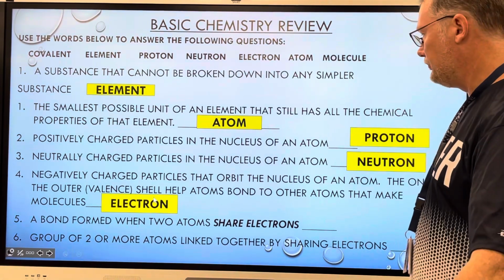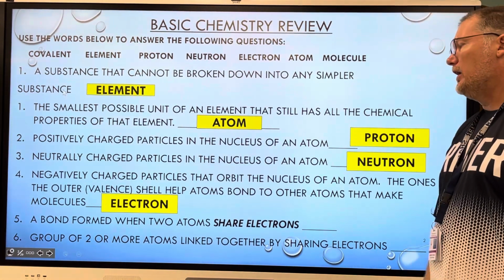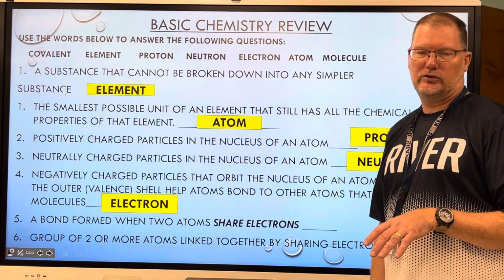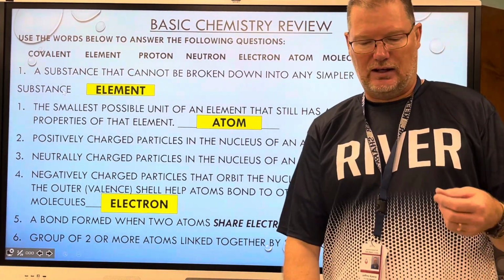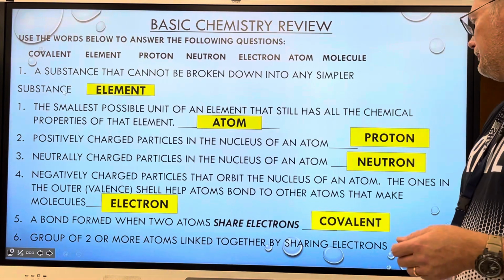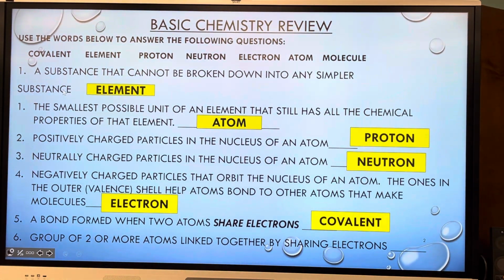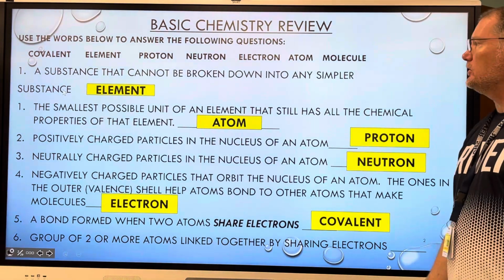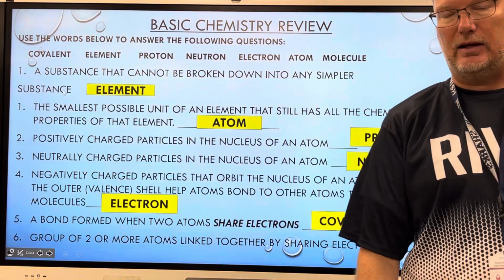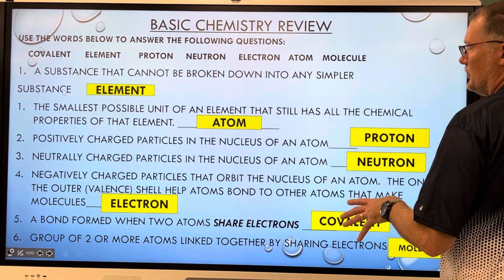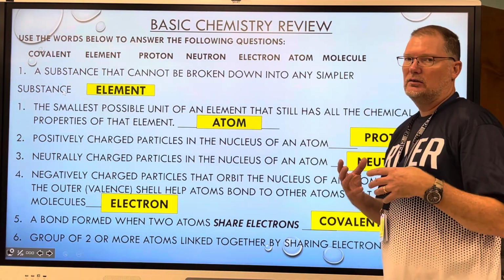Electrons, and a bond formed when two atoms share electrons. Sharing electrons is covalent, and two or more atoms linked together by sharing electrons is the last one, and that would be a molecule. Now, all of these things help define water.